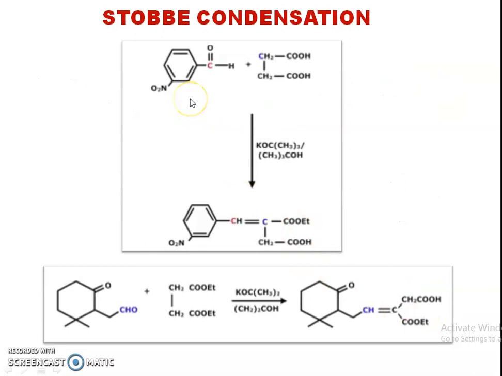And I've given two more examples here. This is nitrobenzaldehyde on condensation with succinic ester, and it can undergo condensation, this carbonyl and hydrogen, and form the corresponding compound. And this is another example for Stobbe condensation.